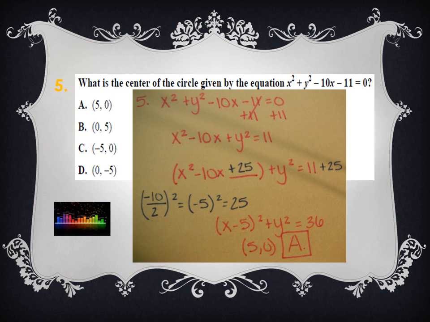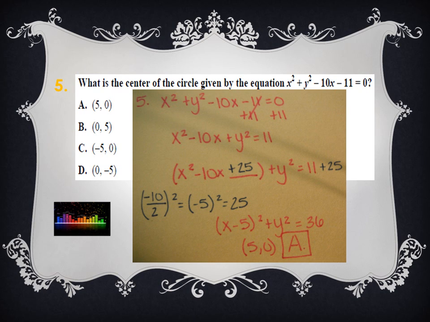When writing the equation of a circle in standard form, you first group your variables and move your constant to the other side if it's not already done so. X squared and negative 10x go together. Then you have y squared and add 11 to both sides, so you get x squared minus 10x plus y squared equals 11. You will complete the square with your x variables.